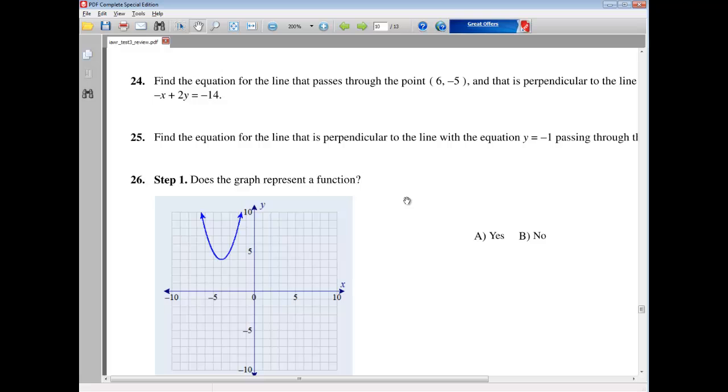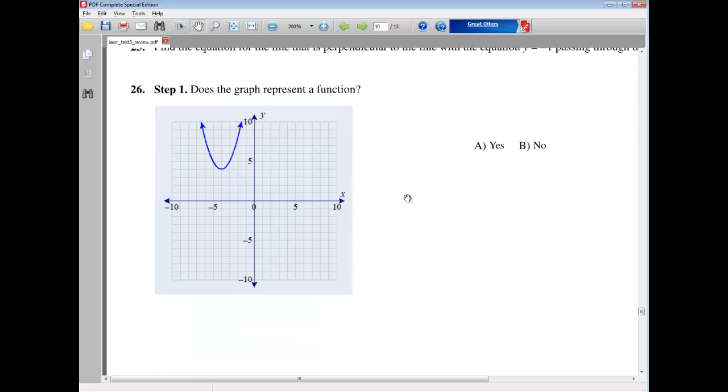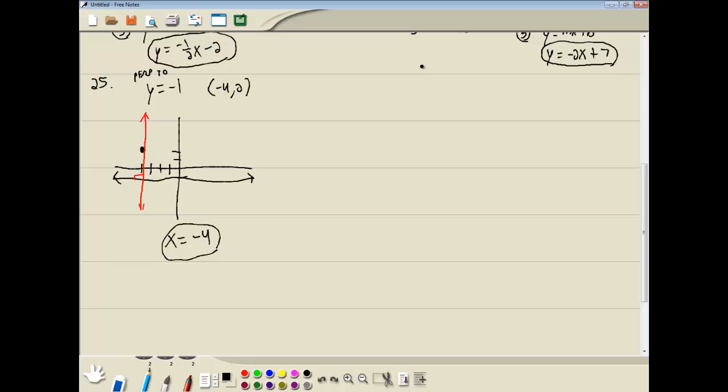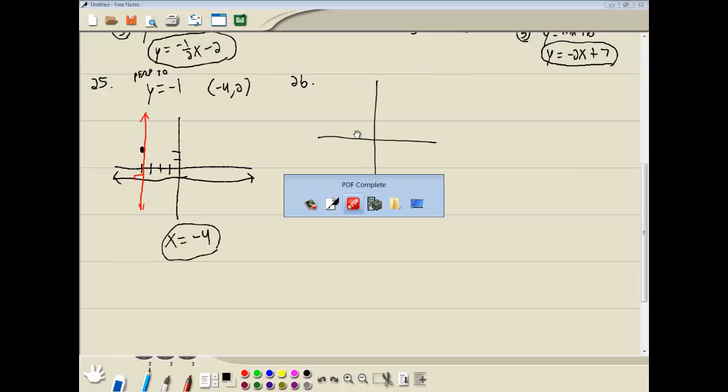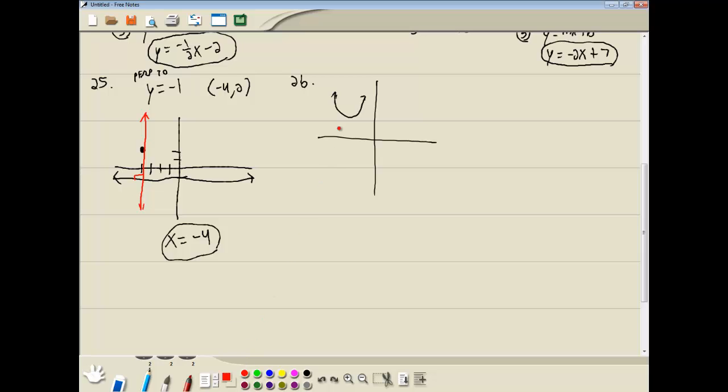Let's see, 26. Does the graph represent a function? This is the vertical line test. It looks something like this. Well, I can draw a vertical line here, it intersects one place, draw one here, one place. There's no place I can draw a vertical line that intersects at 2 or more places, which means that this is a function. If we had drawn one that intersected 2 or more places, it's not a function.